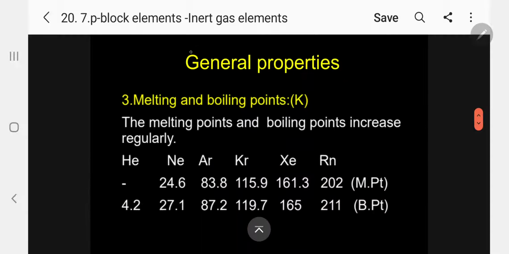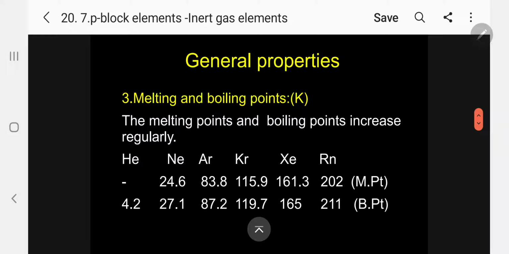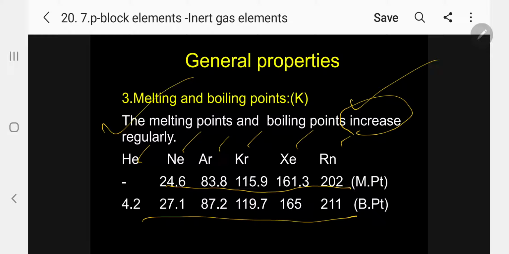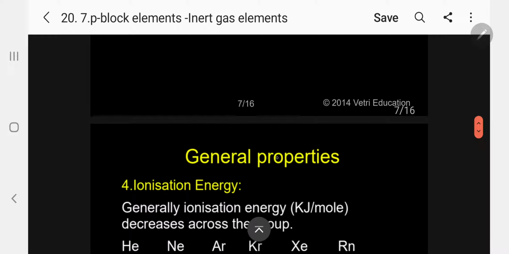Now, coming to the melting and boiling points, that is a physical property. The melting point and boiling point generally increase regularly: helium, neon, argon, krypton, xenon, radon. Just look here, the values are increasing. Please remember, you need not memorize the values. Only you have to memorize that they increase regularly, that will be enough.